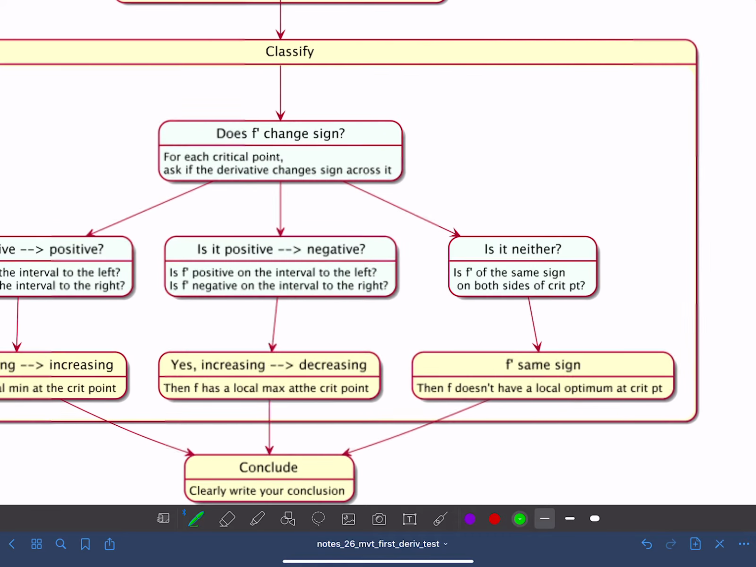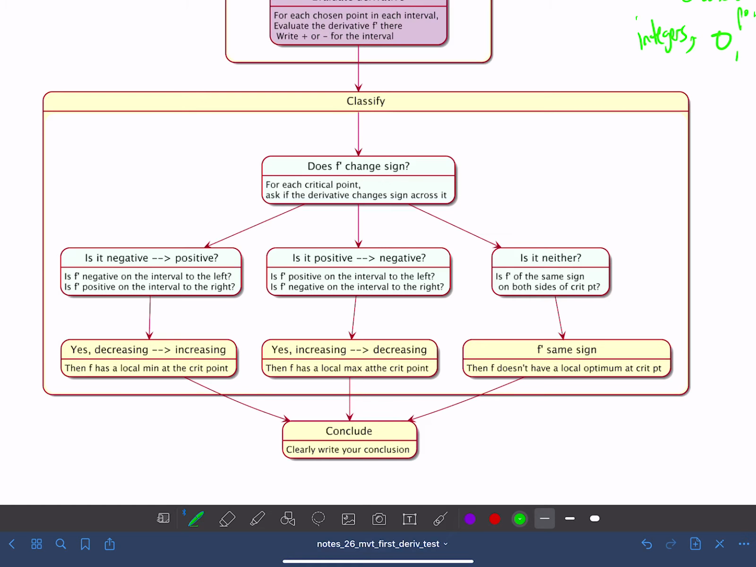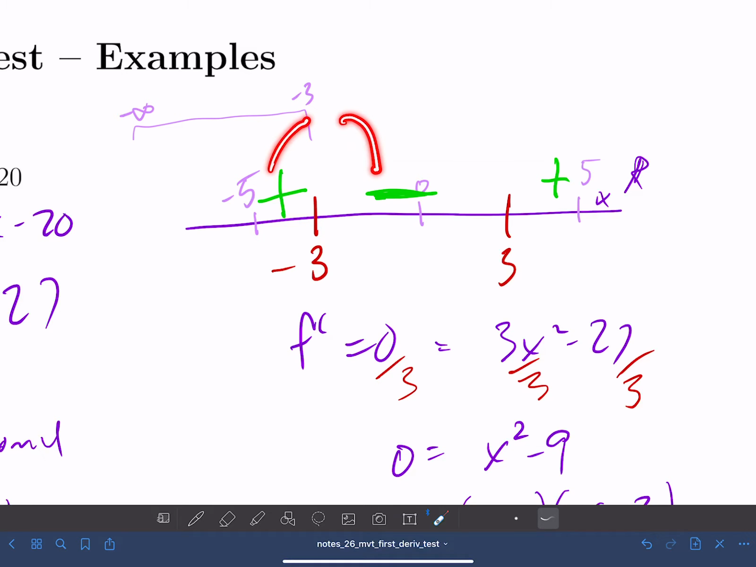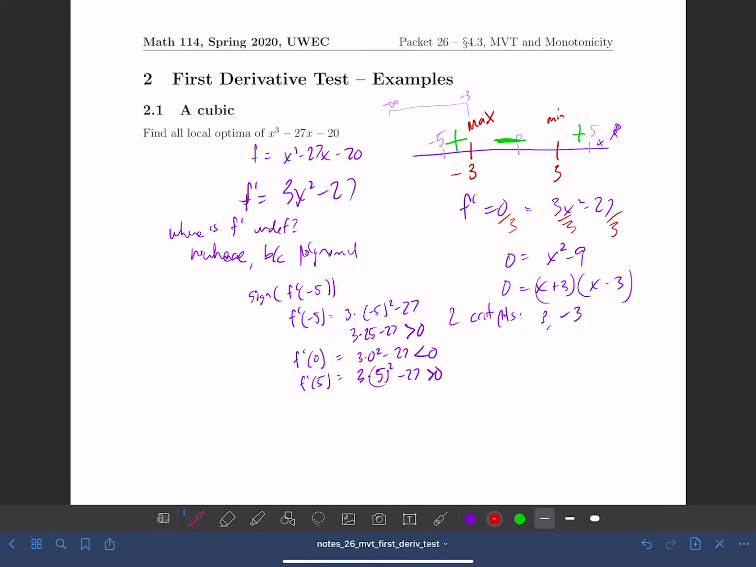Now we're going to classify. We're going to look at every single one of the critical points, and we're going to ask if the derivative changes sign across it. Negative to positive, positive to negative, or neither. Positive to negative, increasing to decreasing, that means that we have a max. This one, the function is decreasing and then increasing. That means that we have a min. If you want to be pedantic, we can use the word local right there.